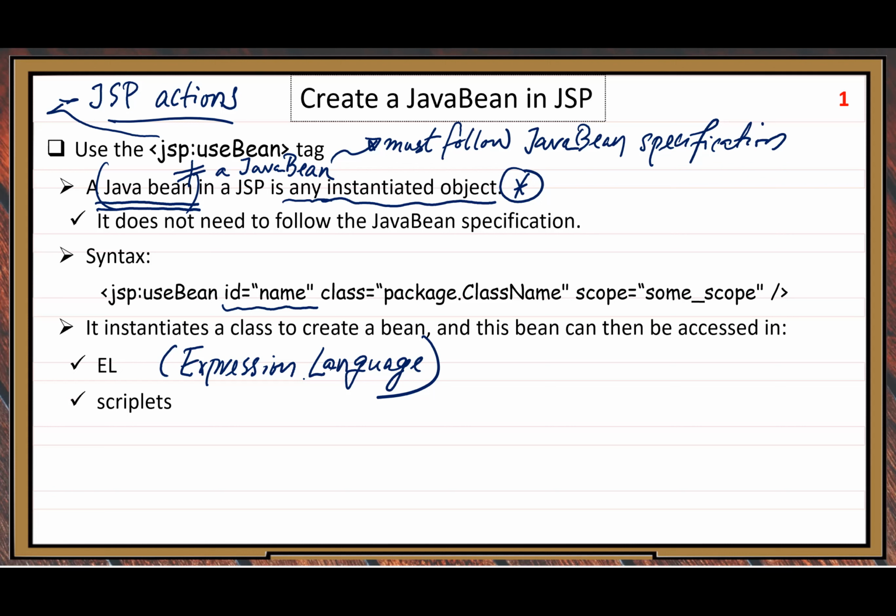Scriptlets. With scriptlets, we can embed Java code, and at that time you just grab and use that bean, the bean you created. Then JSP expressions, the third place you can use it. So usually we use beans in these three places.